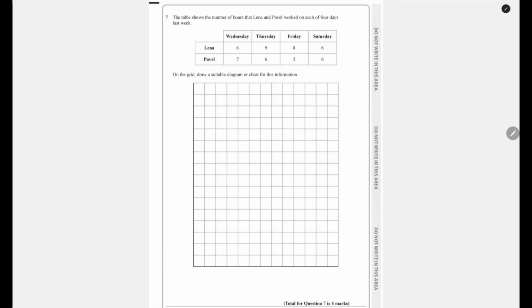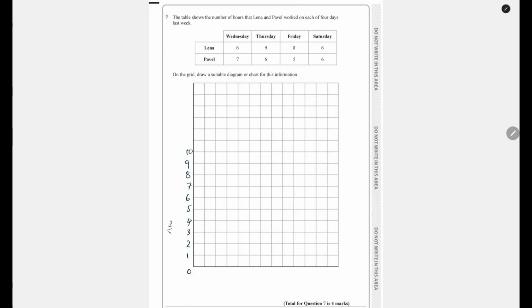Question 7 says, the table shows the number of hours that Lena and Pavel worked on each of 4 days last week. On the grid, draw a suitable diagram or chart for this information. So we're going to use a bar chart to display this information. The y-axis is going to have the number of hours worked, and the x-axis is going to be the days in which they worked. So we have 0, 1, and we know we're going to go up to at least 9, as 9 was the maximum number of hours worked during the week. So that's 2, 3, 4, 5, 6, 7, 8, 9, and we'll go up to 10 for completeness.